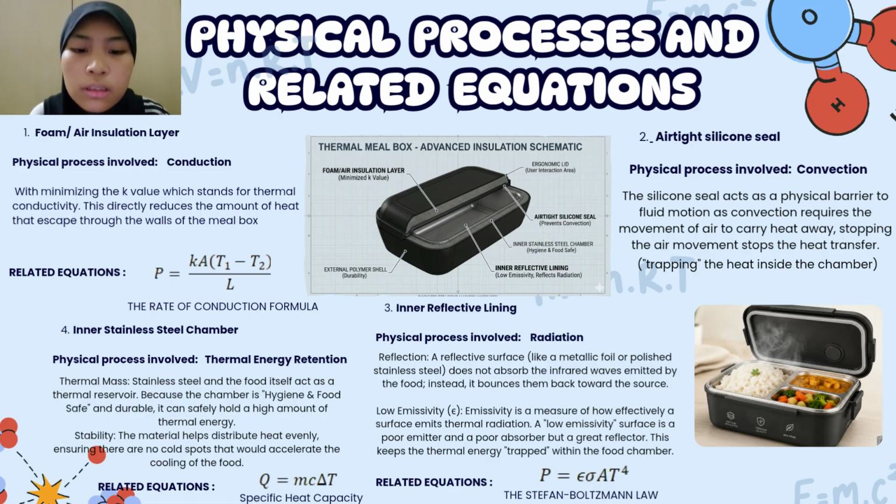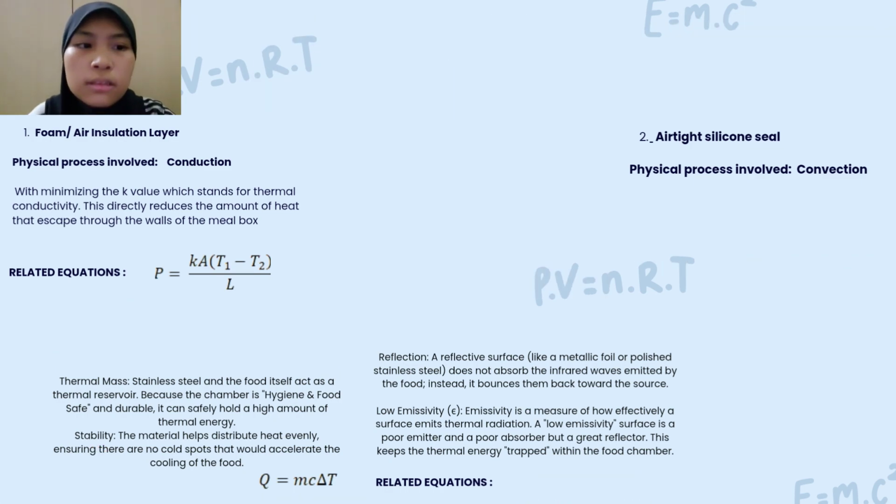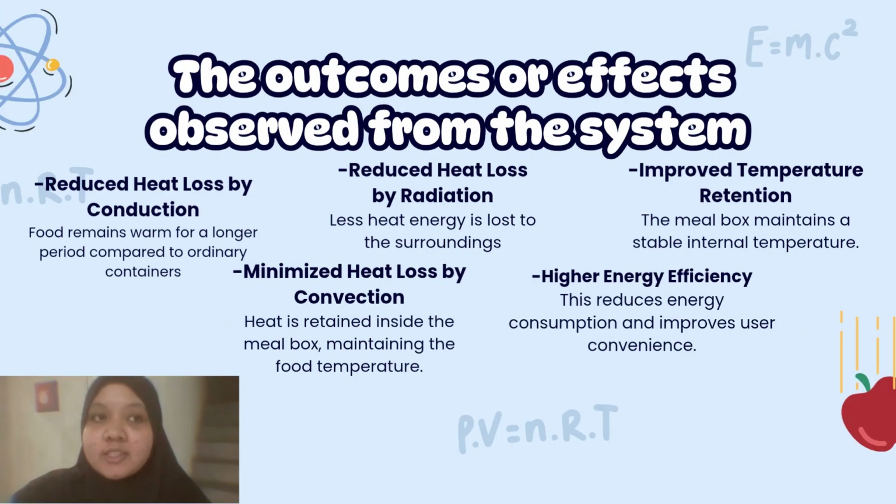As mentioned before, the third related equation is the Stefan-Boltzmann law, and the fourth related equation is specific heat capacity. So that is it. The outcomes or effects observed from the system: first, reduced heat loss by conduction. Food remains warm for a longer period compared to ordinary containers. Second, reduced heat loss by radiation. Less heat energy is lost to the surroundings.